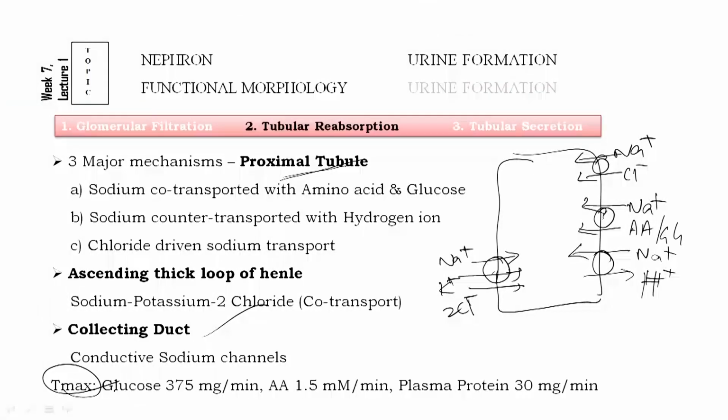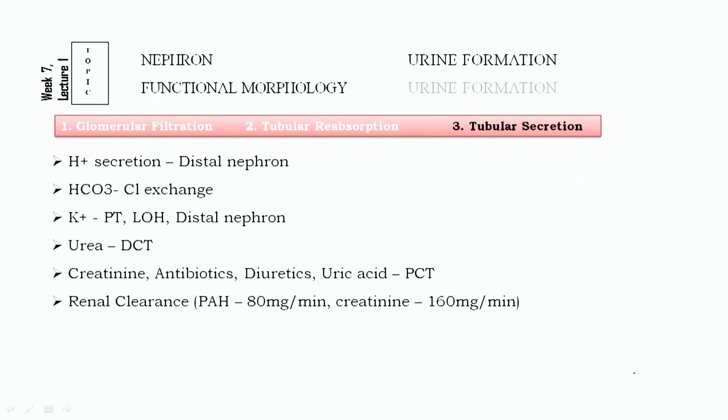Then the last thing you need to remember here is the Tmax, that means the transport maximum. There is a maximum limit for everything in the body, right? Even for us also. The same way, the kidney also has a maximum limit for any compound it will excrete. So for glucose it will be 375 mg per minute. For amino acids it is 1.5 millimolar per minute, whereas for plasma proteins it is 30 mg per minute.